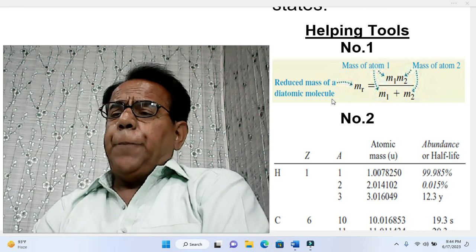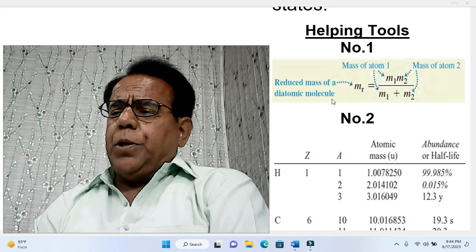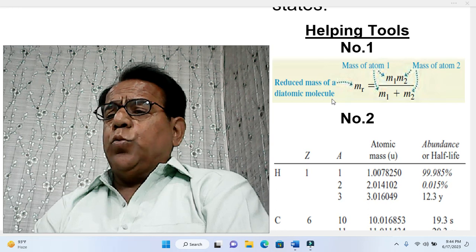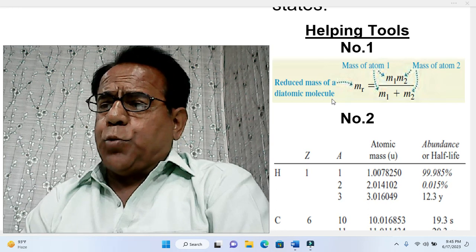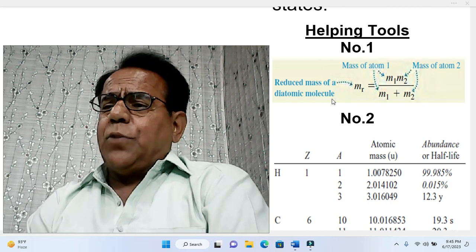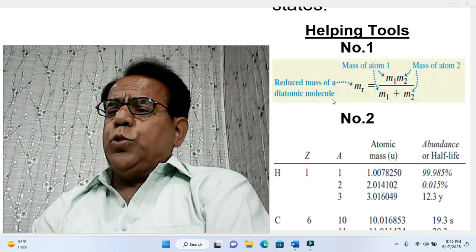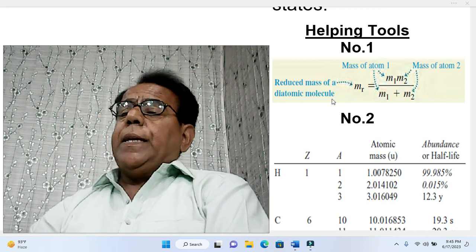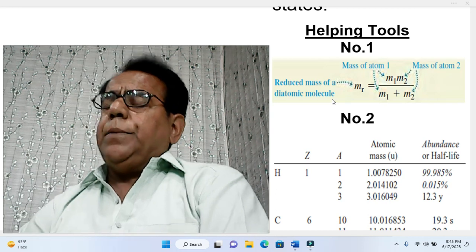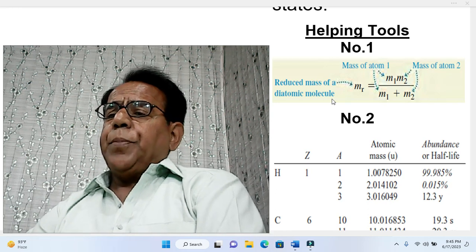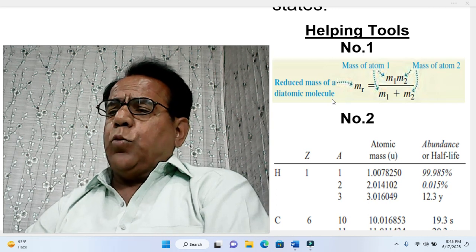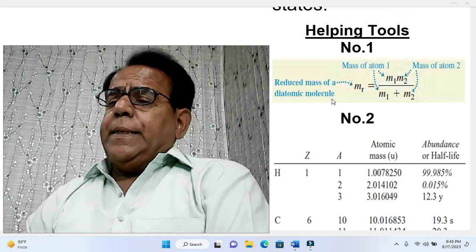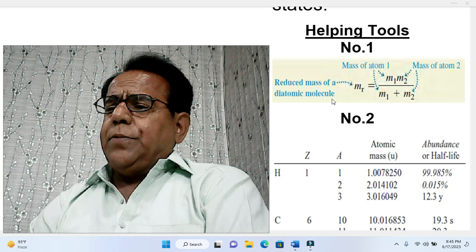Okay, reduced mass of a diatomic molecule, Mr, where R standing for reduced has been written as a subscript of M, which stands for mass. Okay, Mr reduced mass is equal to M1 M2 over M1 plus M2, where M1 is the mass of atom number 1 and M2 is the mass of atom number 2. That is, reduced mass of a diatomic molecule is equal to product of the masses of the atoms 1 and 2 divided by the addition of the masses of atoms 1 and 2.